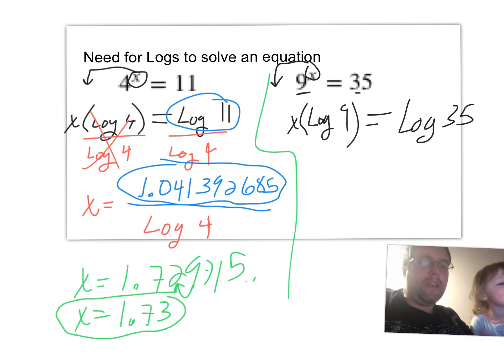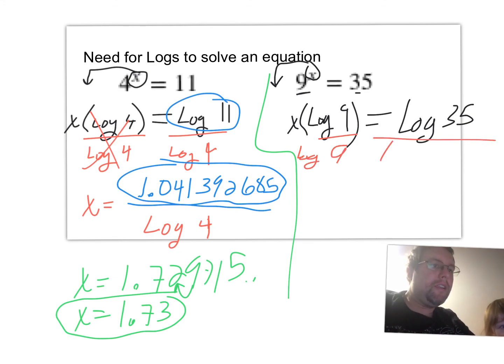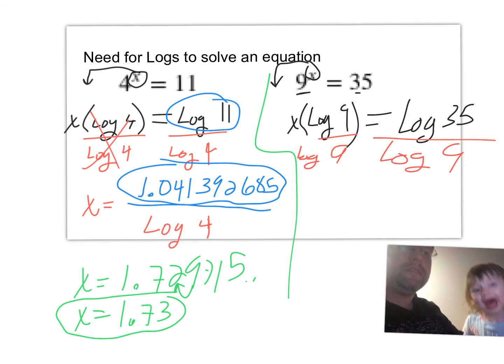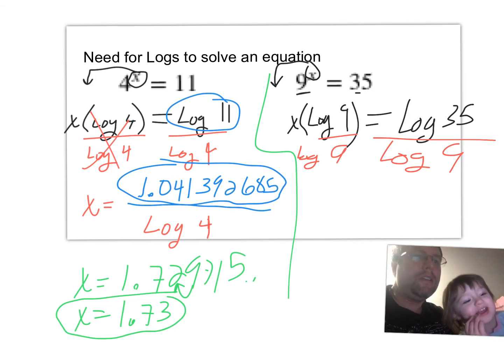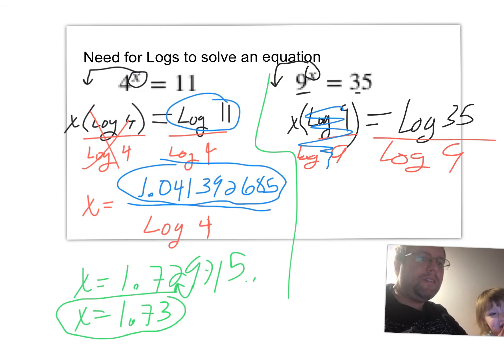Now at this point, we're going to try to get that log of 9 away from the x. So we're going to divide by log 9. So therefore, x is going to be equal to log of 35 divided by log of 9.